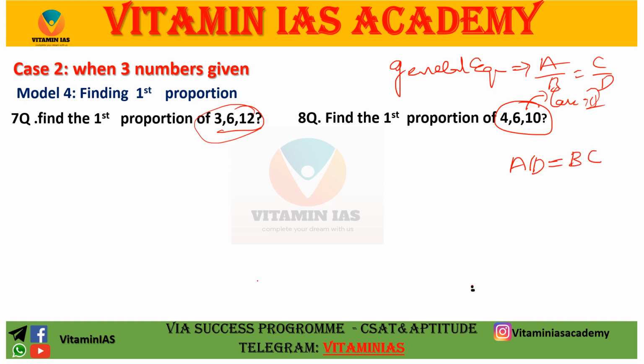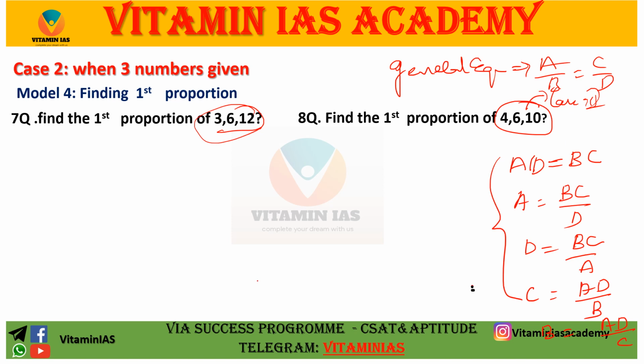From here you will easily find A is equal to BC by D, and D is equal to BC by A. C is equal to AD by B, and B is equal to AD by C. So like this you can easily solve. And if you want the first proportion, means A, it can be B, it can be C, it can be D.